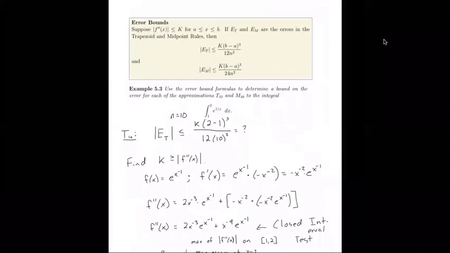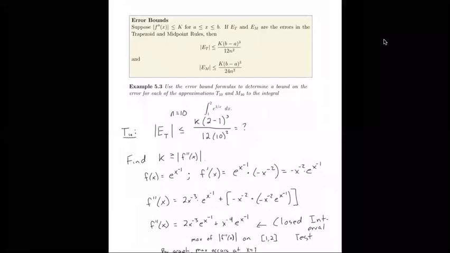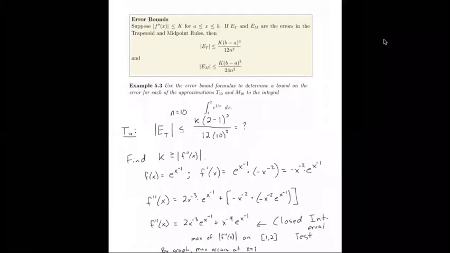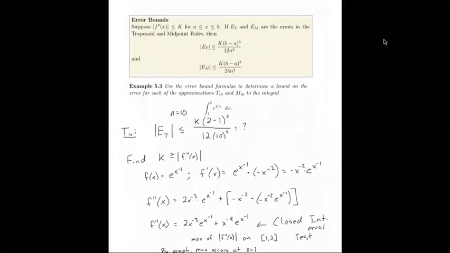Okay, so let's get to work. Let's use this. They ask us to use the error bound formulas to determine a bound on the error for each of the approximations T10 and M10. So a trapezoid rule with n equals 10 and a midpoint rule with n equals 10. So note that n is 10 in both these cases.